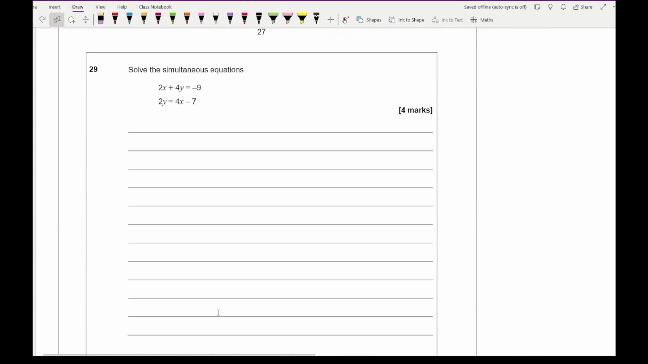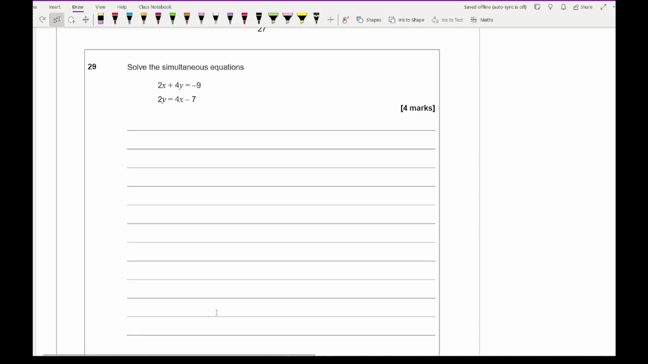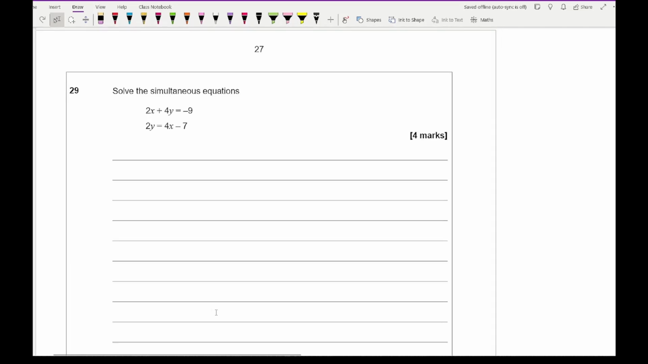Then moving on to question 29, it says for us to solve the simultaneous equations 2x plus 4y equals minus 9 and 2y equals 4x minus 7. Now the key thing to spot in this, if I just zoom in a little bit, is the fact that this second equation is not written in the same format as the first one.